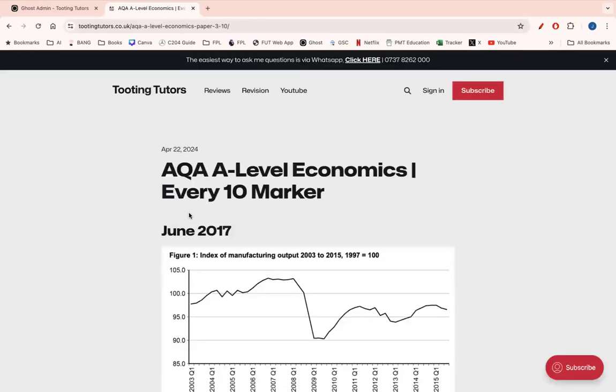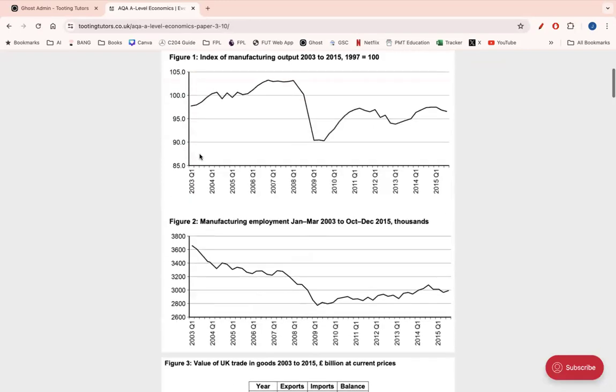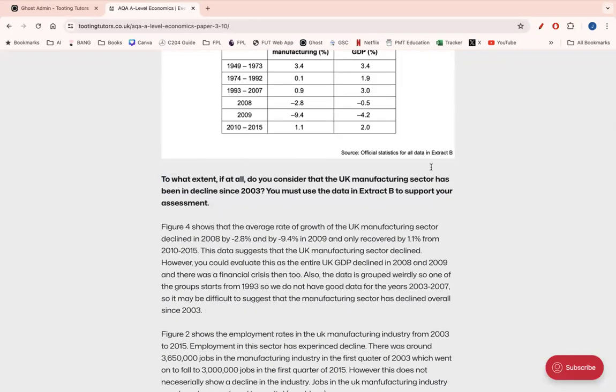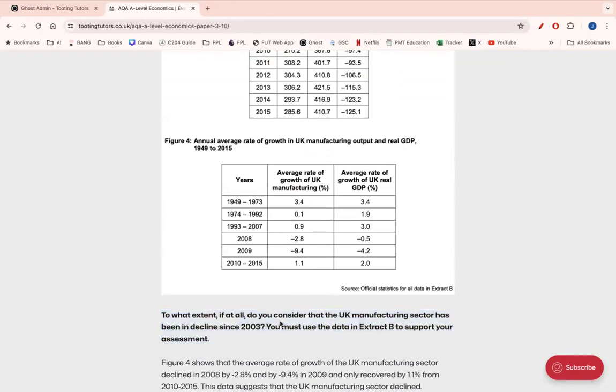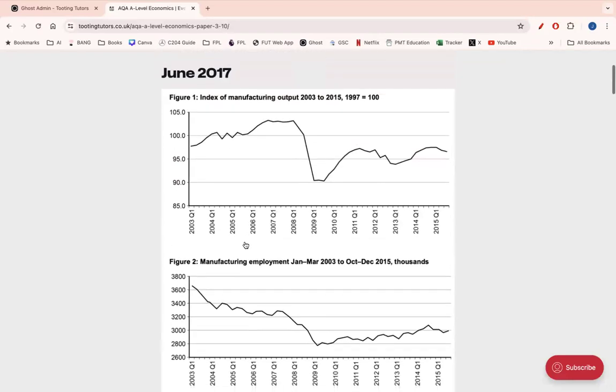The second thing is a 10 marker, and the 10 mark is a data question, and you're going to be given 3 or 4 figures, and the question would say, using the information in that particular extract, do you think XYZ is true or not? So this question said, do you think that the UK manufacturing sector has been in decline based on the data? So the general structure is you have to do 3 small to medium paragraphs.